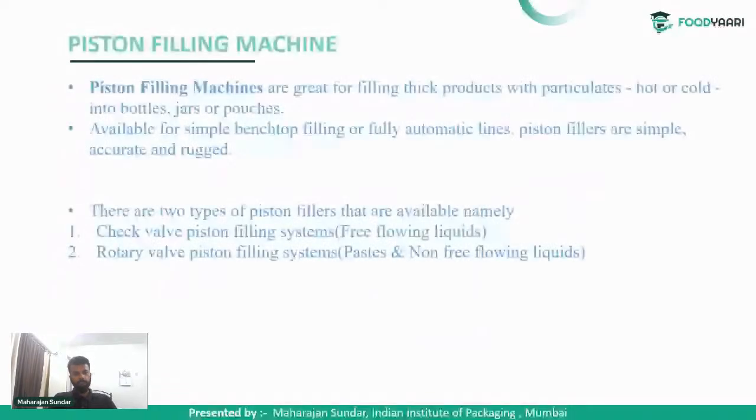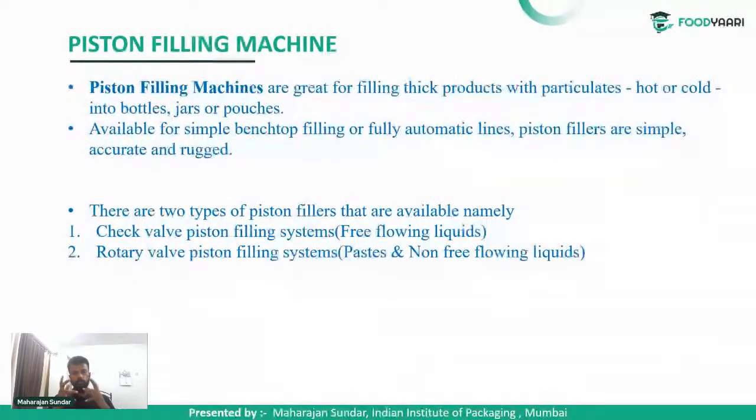Piston filling machines are of two types: check wall piston filling machines and rotary wall piston filling machines. Why are these piston filling machines used? They are generally used in packaging of liquid products, which are categorized into two: free flowing liquids and non free flowing liquids or pastes. For free flowing liquids, we use check wall piston systems, and for pastes and non free flowing liquids, we use rotary.